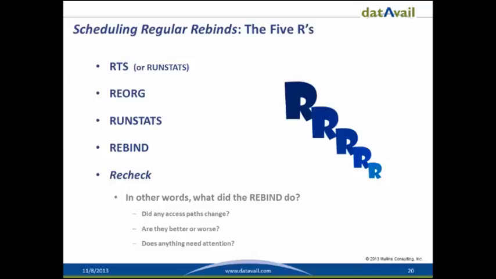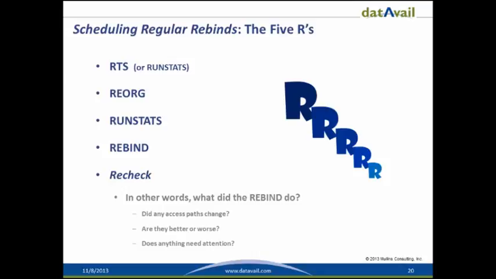After you do that, you want to rebind. And we're running that RUNSTATS after the reorg so that the rebind has the accurate post-reorg stats, so that we can get better access paths when we do a rebind. So the first 4 R's: real-time stats, reorg, RUNSTATS, rebind, and then we want to recheck.